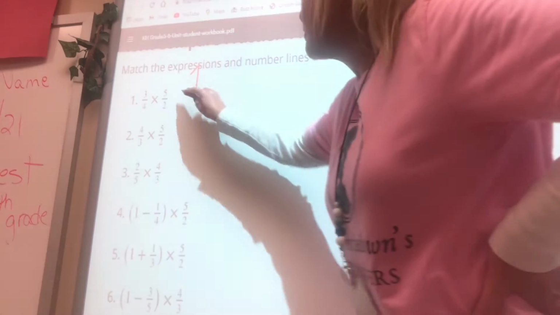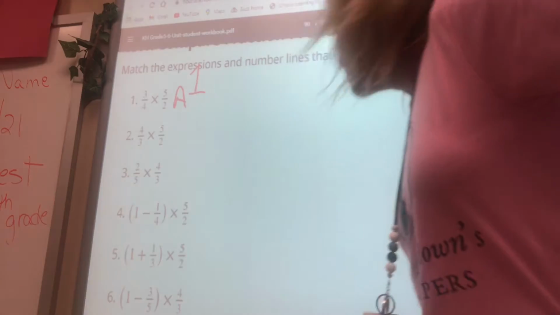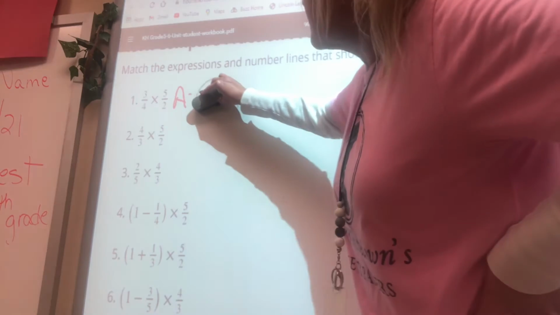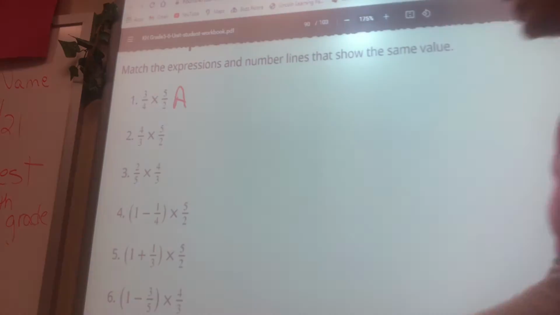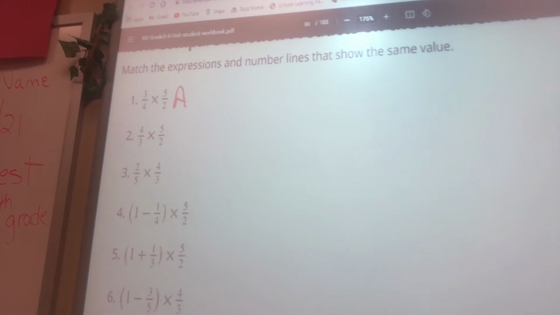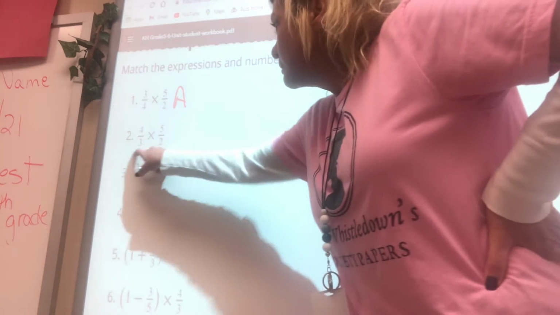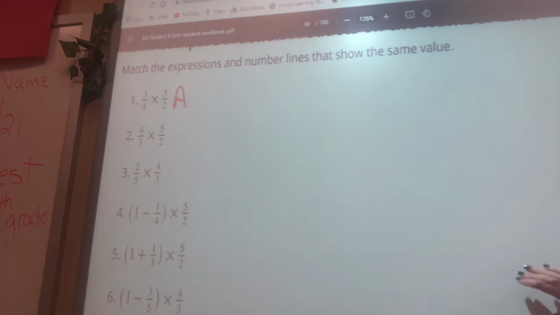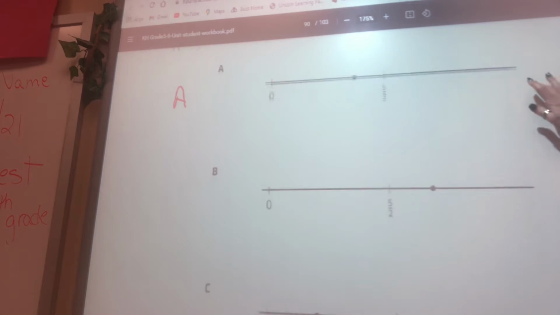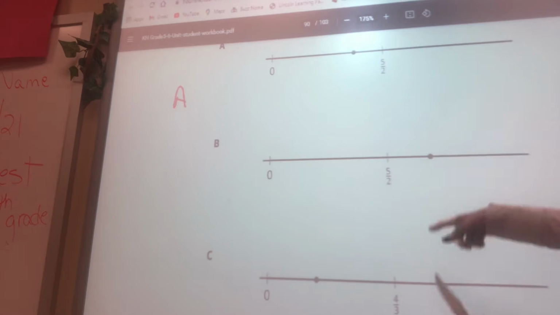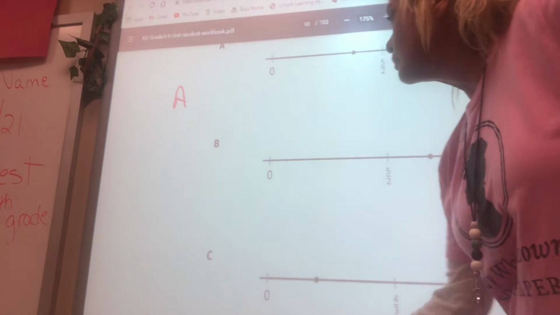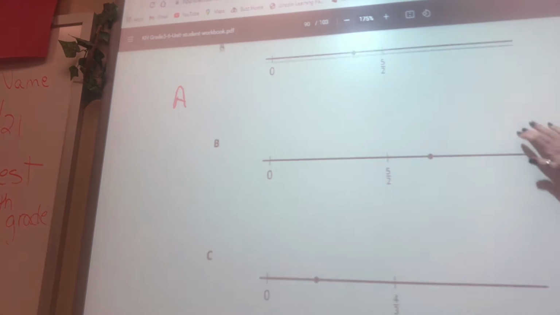All right, number 2. Is the dot going to be to the left or to the right of 5/2? Right. To the right. Why? Okay, because you're multiplying and they're both over 1. So we know this one is going to be over here, so this has to go with number 2.